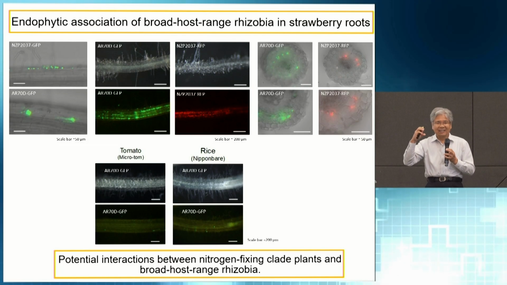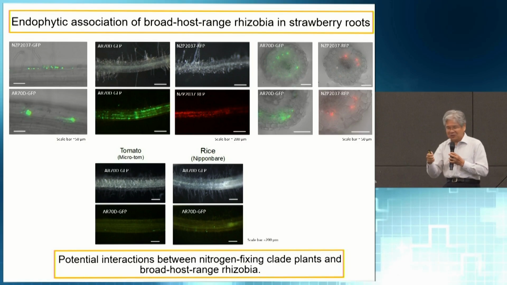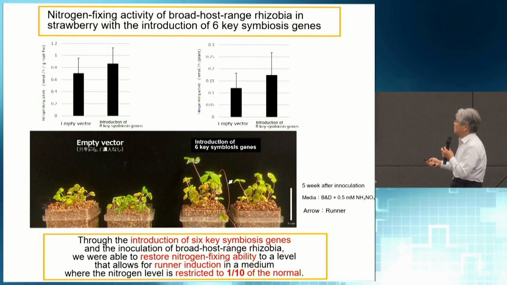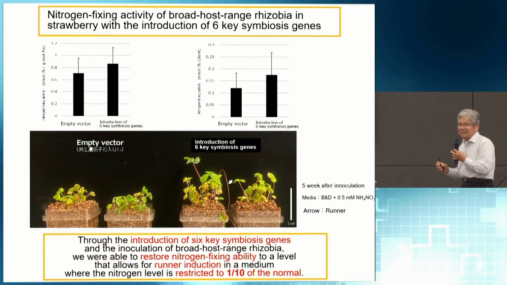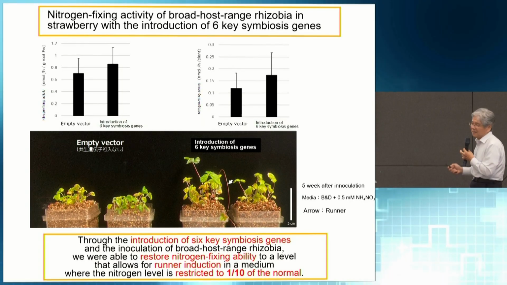So can we reconstruct nitrogen fixation in the nodule-like structure? We tested inoculation of plants transformed with the empty vector and plants introduced with the 6 genes. When we inoculate the rhizobium, the plant with the empty vector does not recover growth. However, if we introduce the 6 genes and create the nodule-like structure, when we inoculate the rhizobium strain, we can gain growth. And actually we can detect nitrogen fixation.